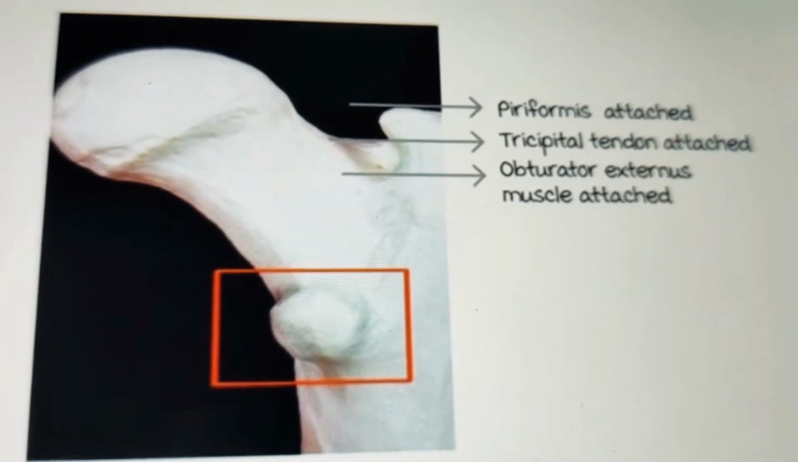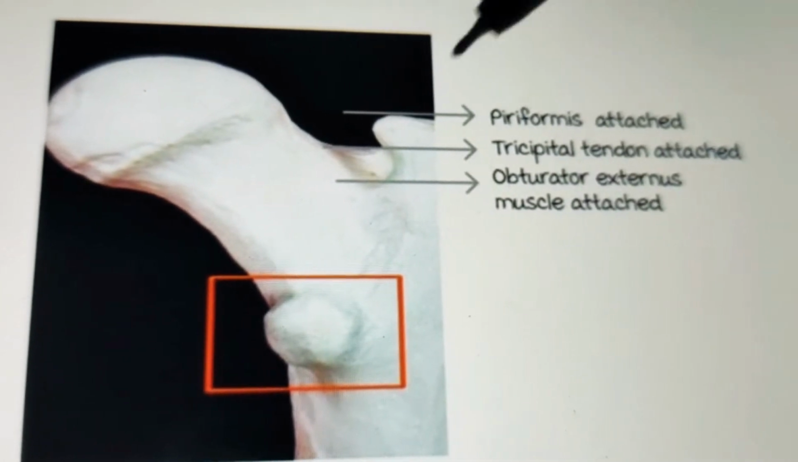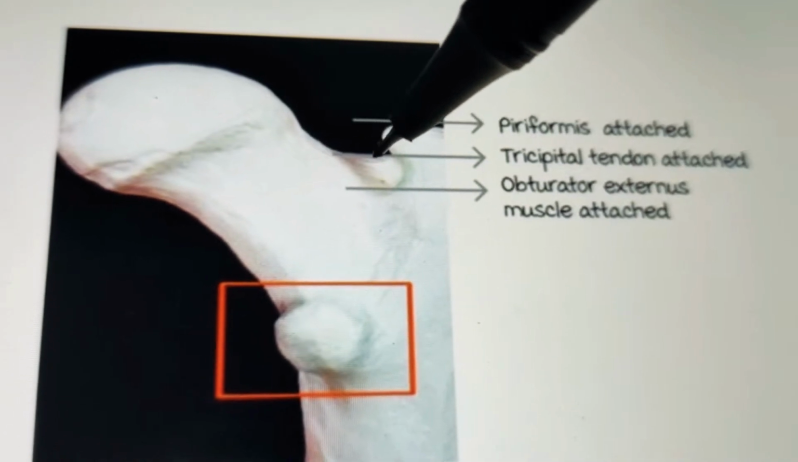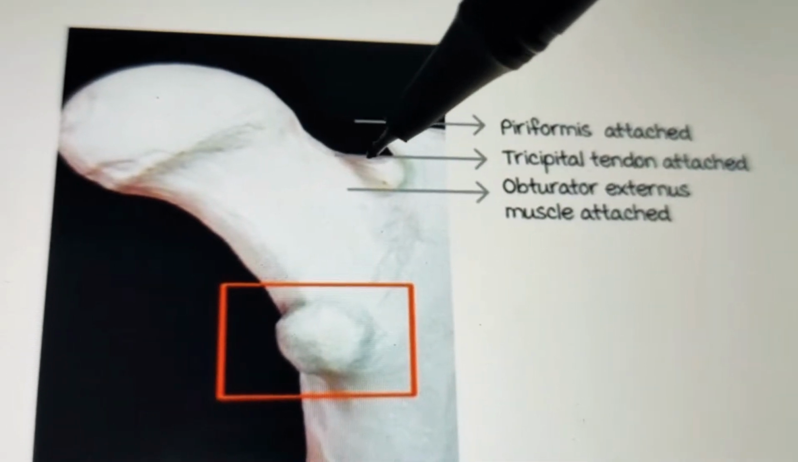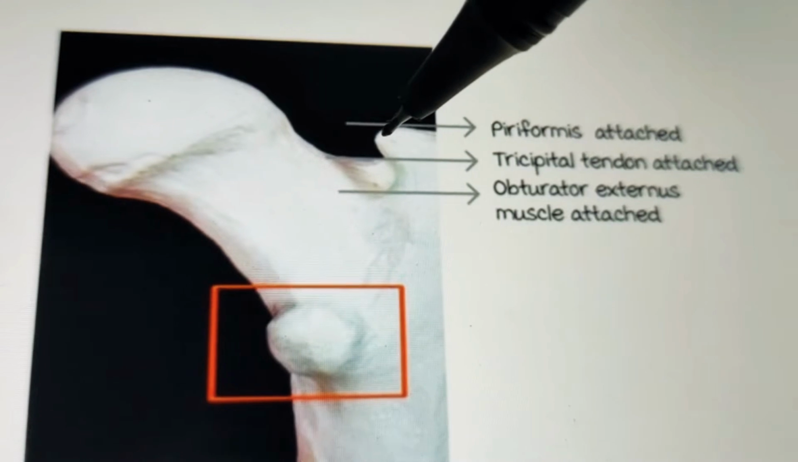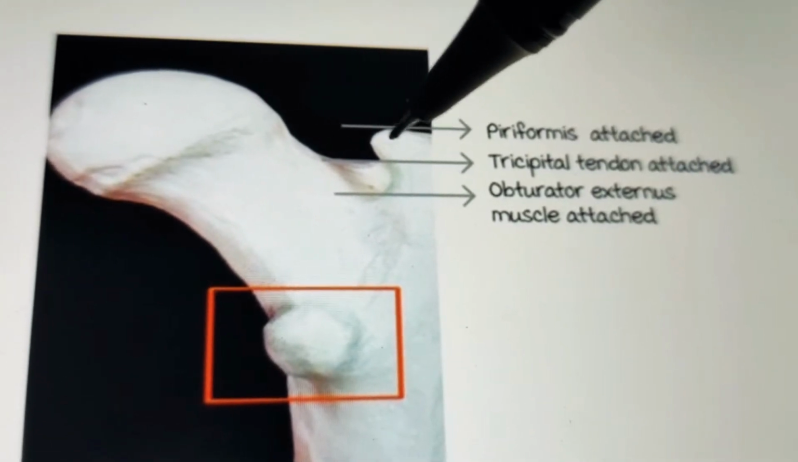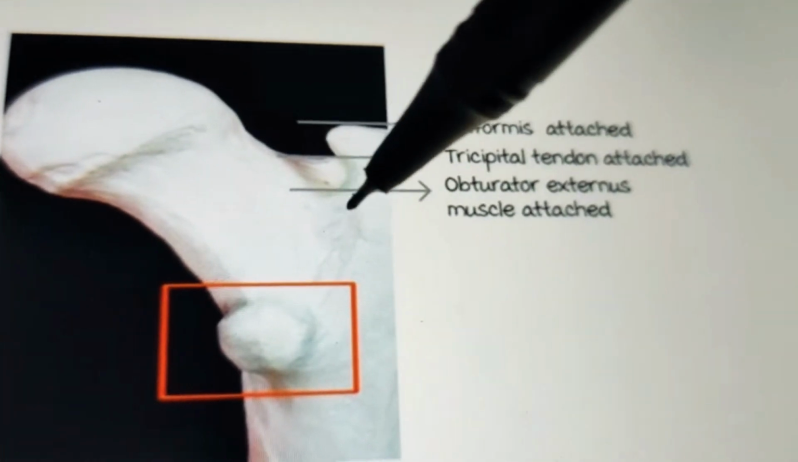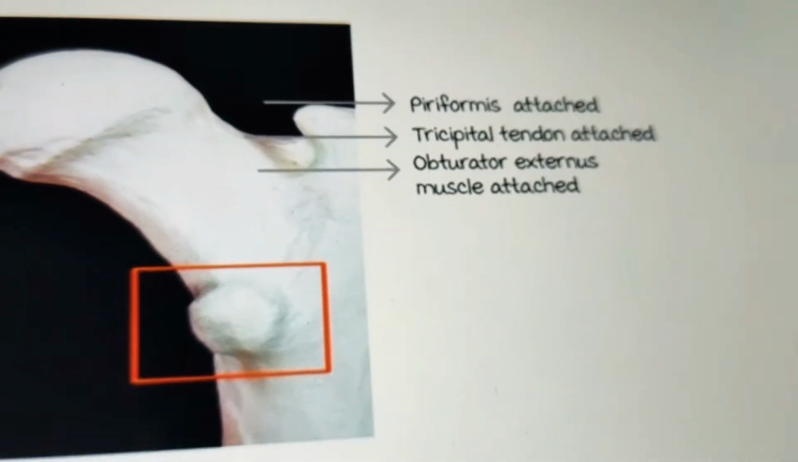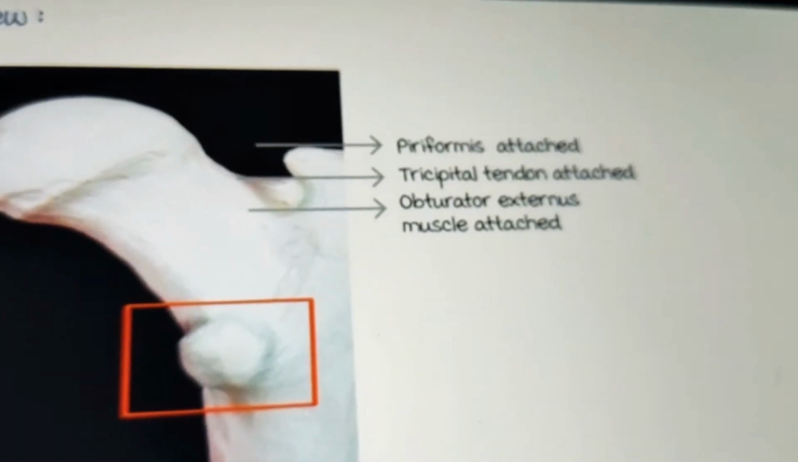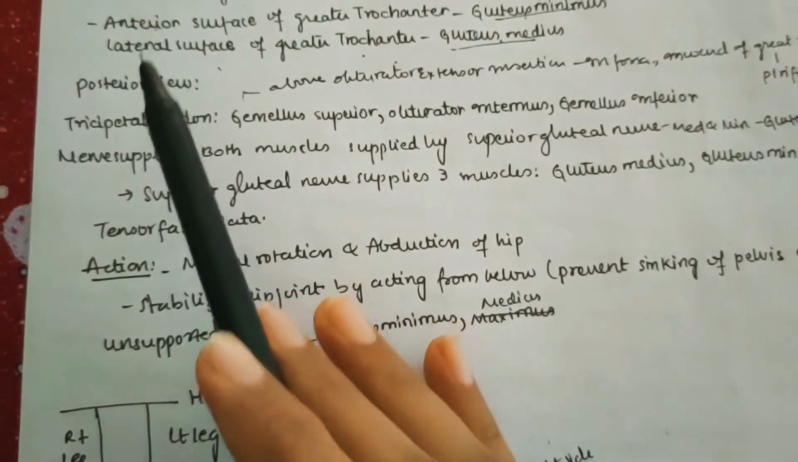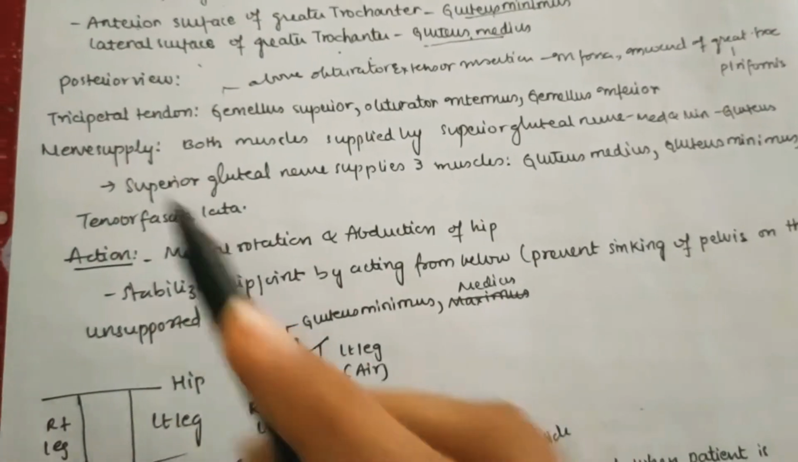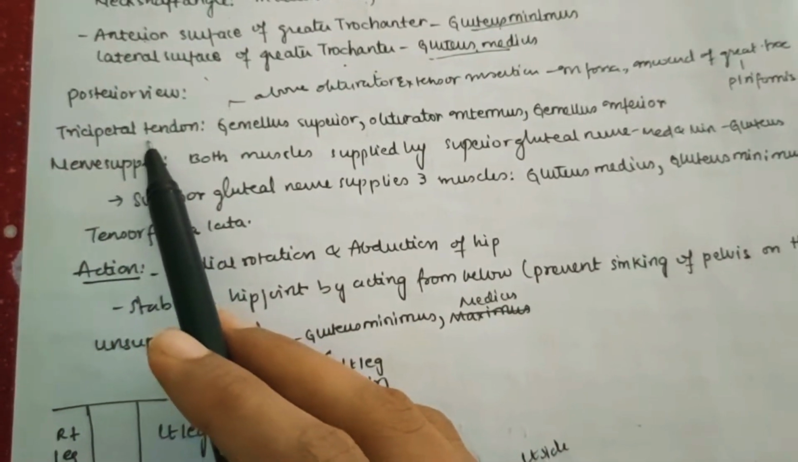Let us check out the posterior view of the upper femur. In the posterior view you can see the attachment of different muscles like the piriformis, which is attached above, and the tricipital tendon is attached over here. The piriformis is attached from a projection coming from the lesser trochanter, and the tricipital tendon is attached below it, and completely below it there is a fossa-like structure where the obturator externus is attached. So here we'll check out in the posterior view what the tendons are and their structures.